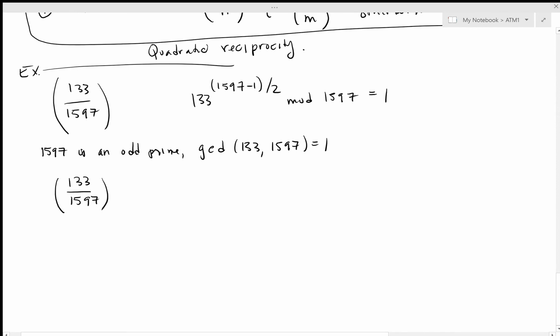Okay, first thing is I'm going to factor the numerator. I'm not factoring the big number, the potentially bigger number of the denominator. I'm going to factor the numerator. I'm going to factor 133 into 7 and 19. Well, I can't factor the denominator, actually it's prime. Okay, factoring the numerator. Why can I do that? That's because of the multiplicative factor. So this is true because the Legendre symbol is multiplicative.